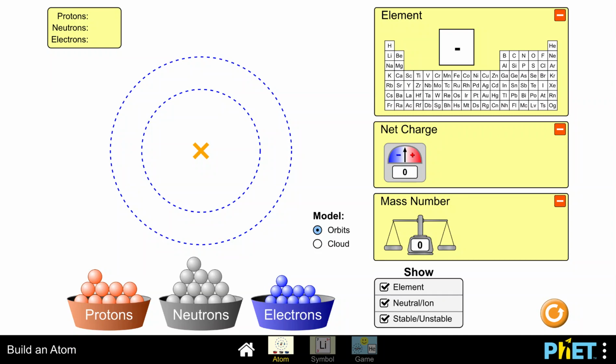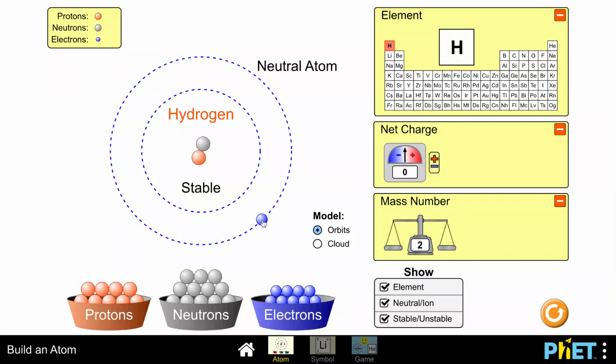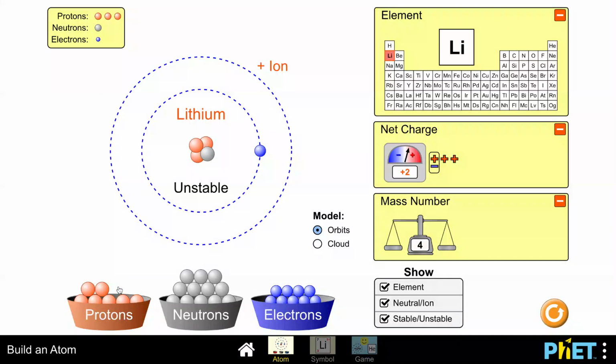And so you'll notice that atoms are only made up of three types of particles. We have protons, neutrons, and electrons. And so you can see here, this is a hydrogen atom, and hydrogen is the first element on the periodic table. If I wanted to make helium, which is the second element on the periodic table, I would add another proton. And if I wanted to make lithium, another proton. And then if I wanted to make beryllium, another proton.